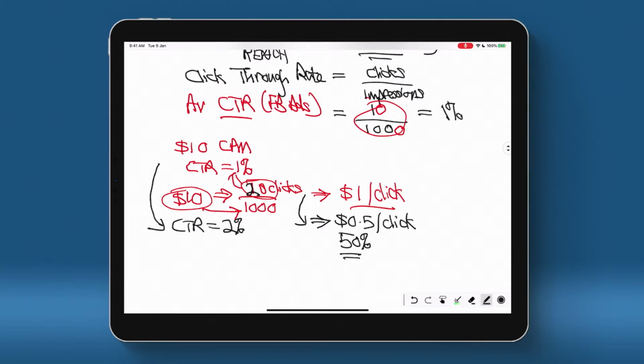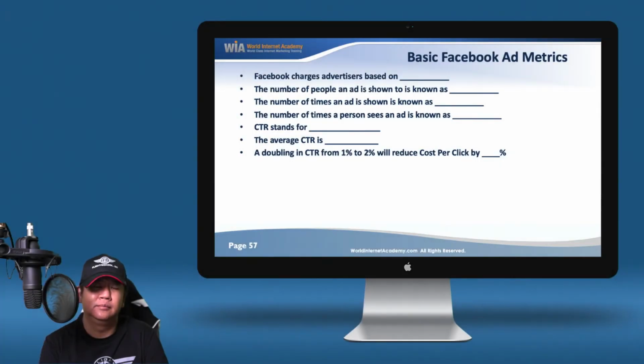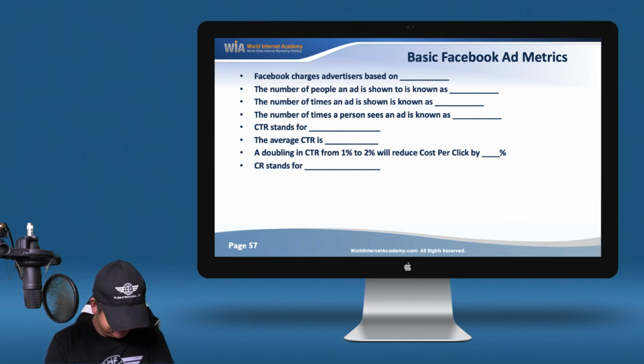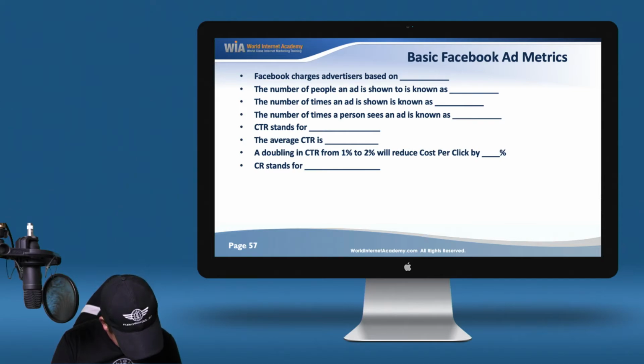Let's continue. Let's go to the next definition, CR. And CR stands for conversion rate.